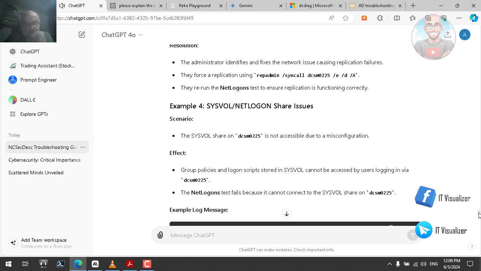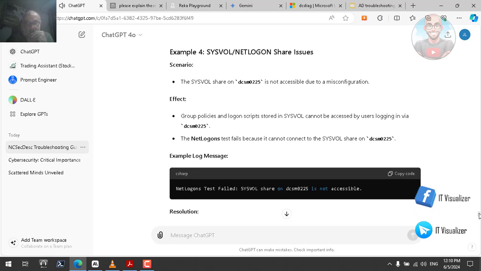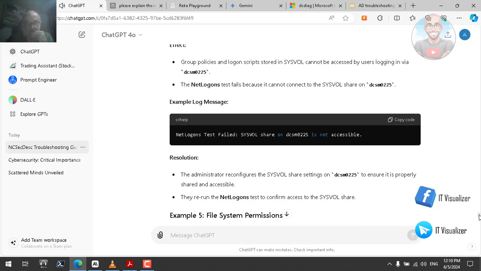Example 4: Sysvol Netlogon share issues. The Sysvol share on DCSM0225 is not accessible due to a misconfiguration. Effect: group policies and logon scripts stored in Sysvol cannot be accessed by users logging in via DCSM0225. The Netlogon test fails because it cannot connect to the Sysvol share on DCSM0225. Example log message: Netlogon test failed.